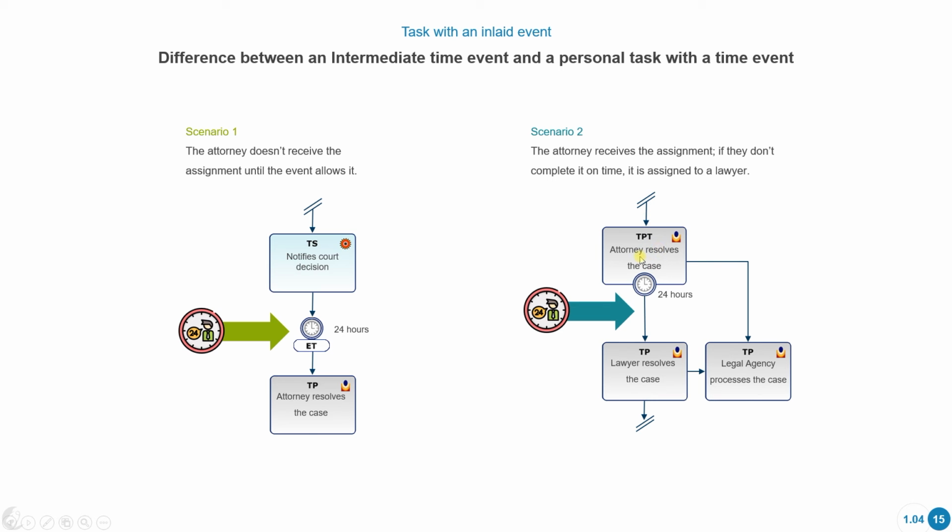If they don't complete it on time, it's going to be assigned to a lawyer automatically. Okay, so if the attorney doesn't finish their task on time, this event is going to trigger automatically after 24 hours, and it's going to send the flow to this lawyer. Once the flow is down here, the attorney has lost his task.